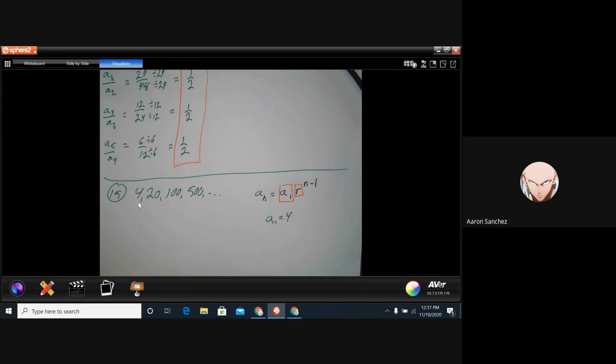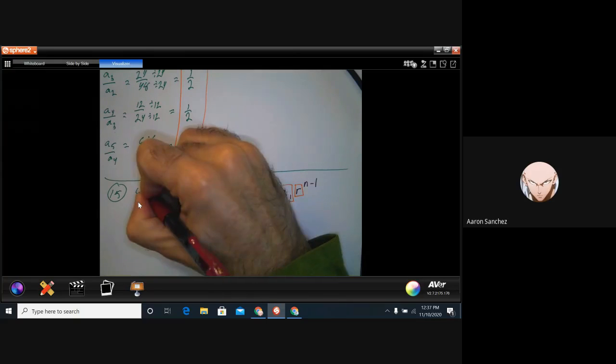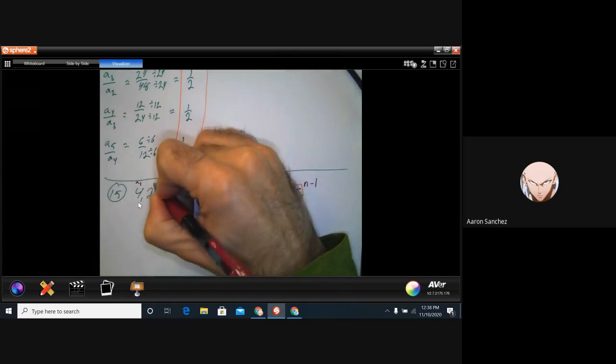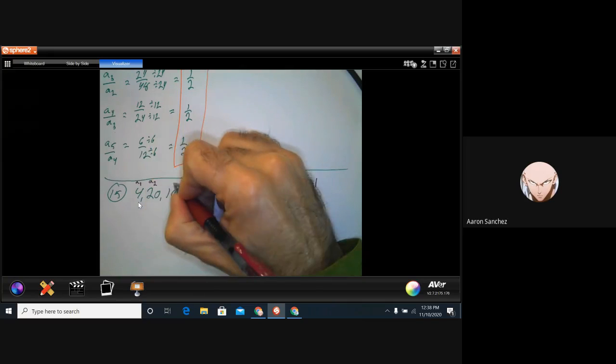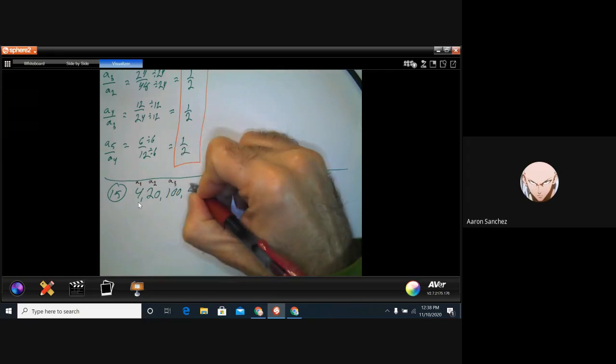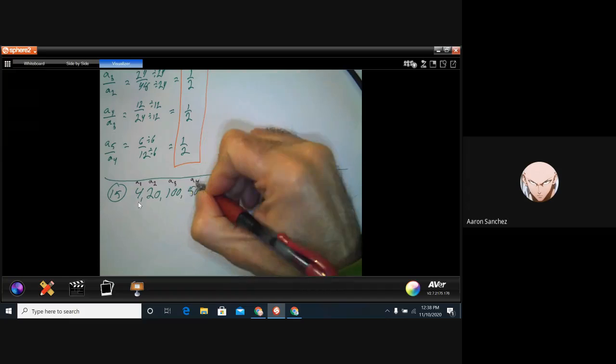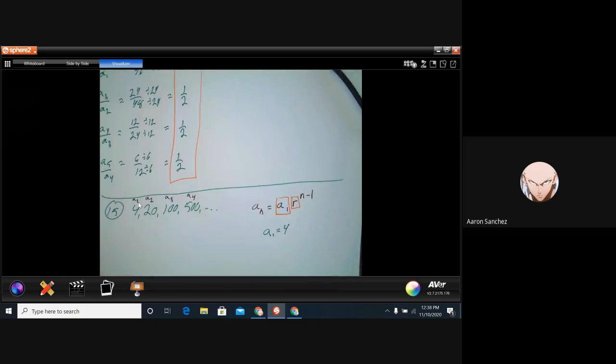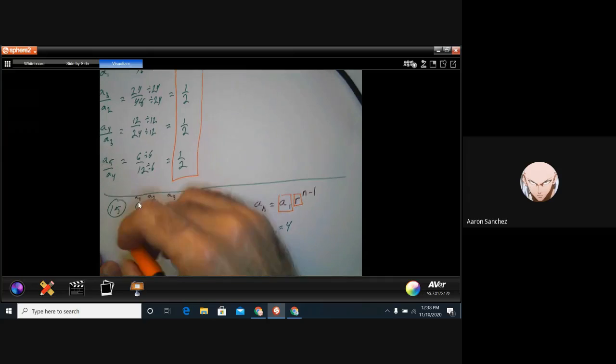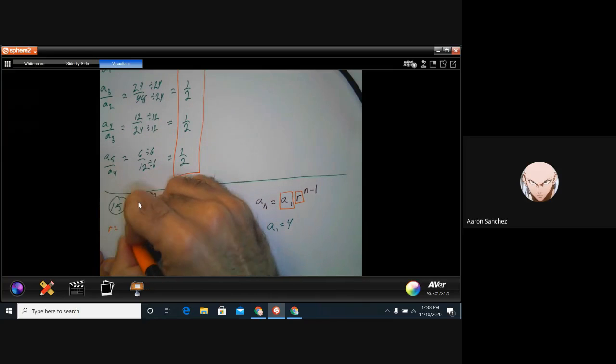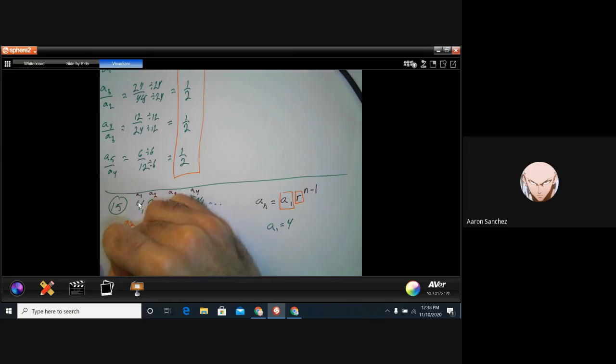So now let's figure out the ratio. Remember, this is the first term, this is the second term, this is the third term, this is the fourth term. So we do our rule to find the ratio. Remember, the ratio is a to the 2 divided by a to the 1. The ratio is a to the 3 divided by a to the 2.